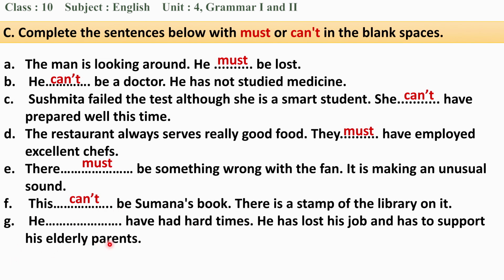Now, the last one. He dot dot dot have had hard times. He has lost his job and has to support his elderly parents. Means he can't have hard times or he must have had hard times. What is the correct word here? Yes, you are absolutely correct. He must have had hard times, okay? Because he has lost his job and has to support his elderly parents. Is it clear to you?